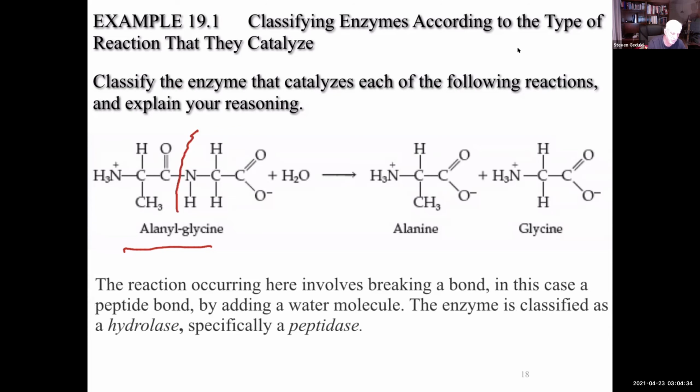The reaction that occurs here involves breaking a bond, in this case, a peptide bond. This is your peptide bond right here. By adding a water molecule, you added OH and H. So the enzyme is classified as a hydrolase, because it adds water across a bond by breaking that bond. This is a peptidase because it breaks the peptide bond.